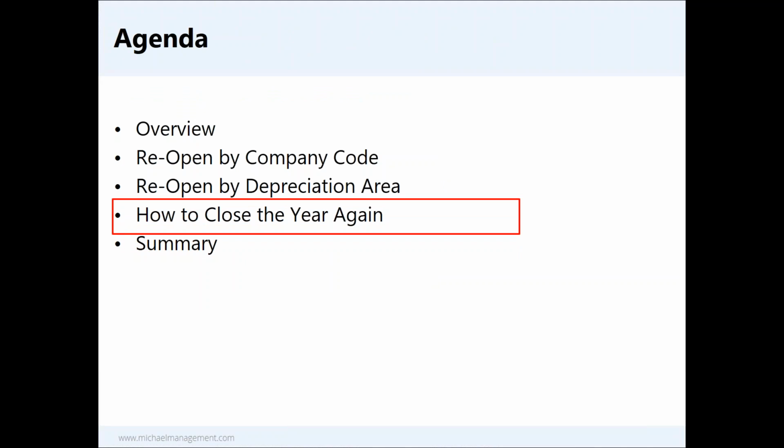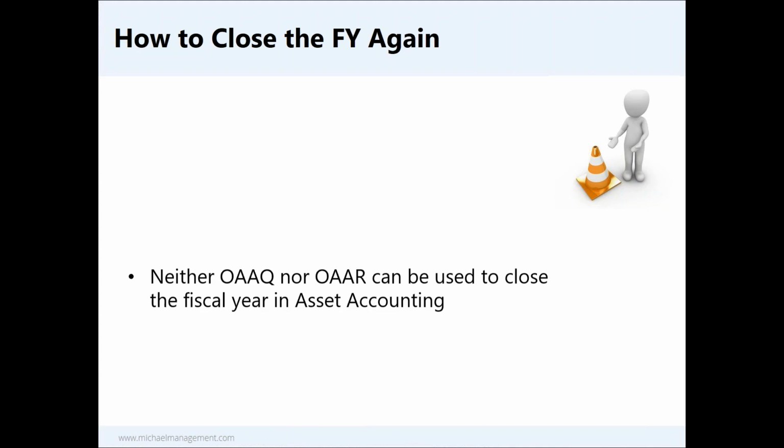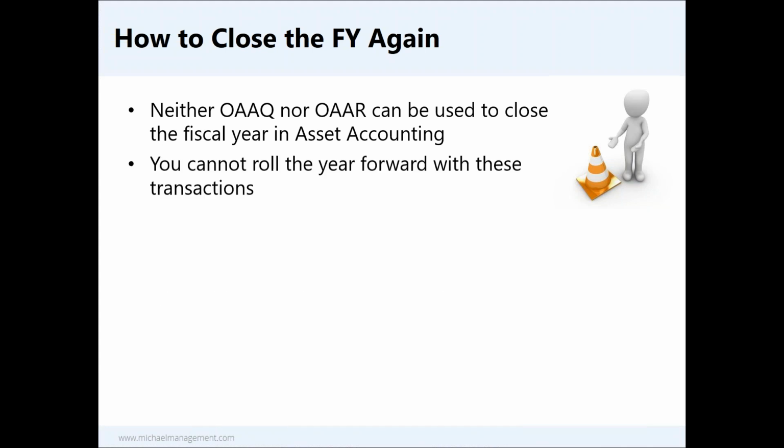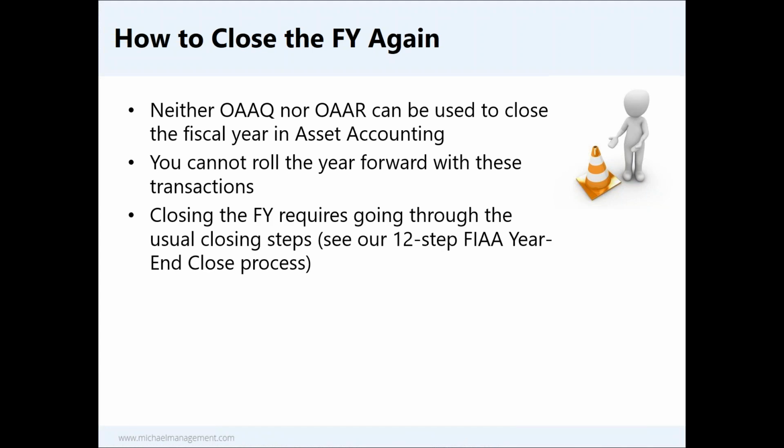And now the question is, well, how do I close the year again? All right. So neither OAAQ nor OAAR can be used to close the fiscal year. So you can't roll forward the year with these transactions. You can only go back. All right, so you can only use them to open the year, but you can't use them to close the year going forward. For that, what you really need to do is you need to go through your year-end closing process again. The entire closing process is a 12-step process. It might even be 15 steps, depending on what functionality you guys use.